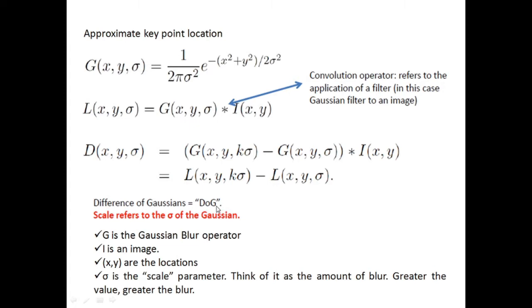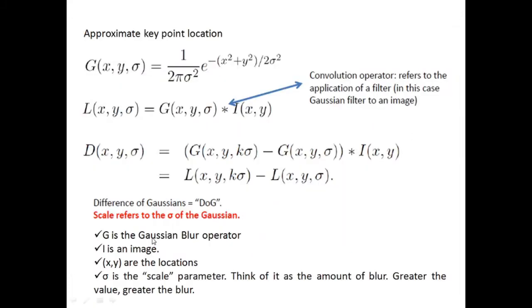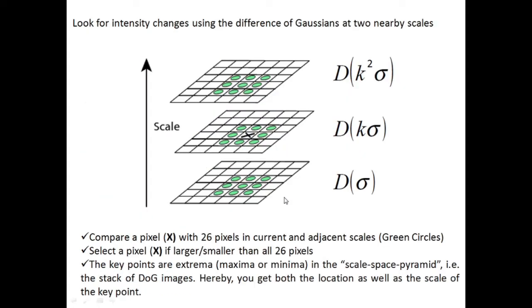So for difference of Gaussian, that is DOG, scale refers to the sigma of the Gaussian. So scale is nothing but the sigma of the Gaussian. Now G is the Gaussian blur operator, I is the input image, x comma y are the location of a particular point, and sigma is the scale parameter. So it is the amount of blur. The greater the value of sigma, the greater the blurring effect we can see.